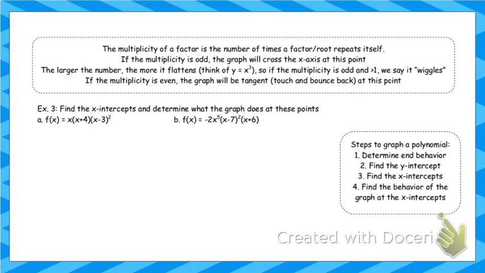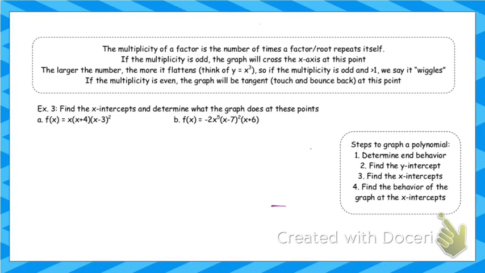So basically, if the multiplicity is odd and it's a number larger than 1, instead of just crossing, we say it kind of wiggles. Because think about the difference between y equals x and y equals x cubed. Both of those have an x-intercept of 0. But y equals x just crosses straight through it, whereas y equals x cubed kind of curves as it goes through that point. So we refer to that as a wiggle, because again, the multiplicity here, the exponent, is 3. Now, if that multiplicity is an even number, the graph is going to be tangent at that point, which means it's going to touch it and bounce back.